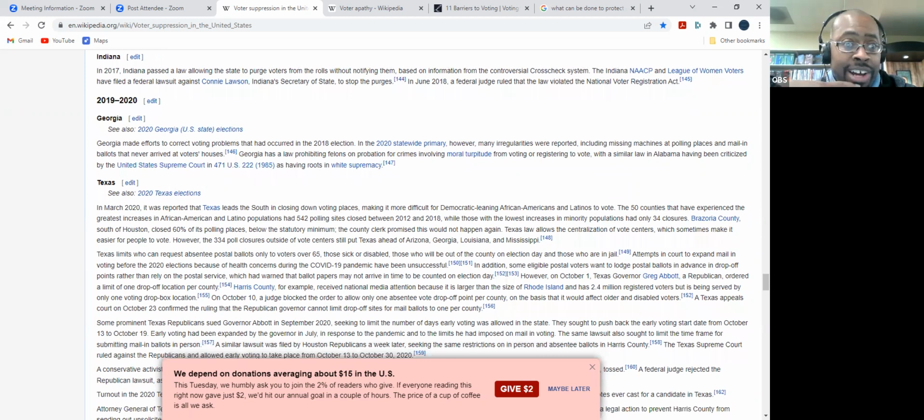Georgia had a law prohibiting felons on probation for crimes involving moral turpitude from voting or registering to vote, with a similar law in Alabama having been criticized by the U.S. Supreme Court, which of course is rooted in white supremacy.